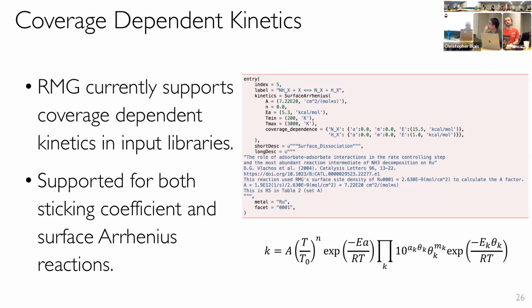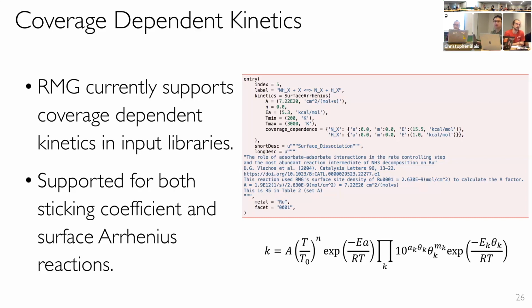One thing I will say about this: you can specify them, and we have a number of libraries that have coverage dependent kinetics. We don't currently have a way for RMG to estimate coverage dependent kinetics, so it's not going to propose a new rule that has coverage dependence.